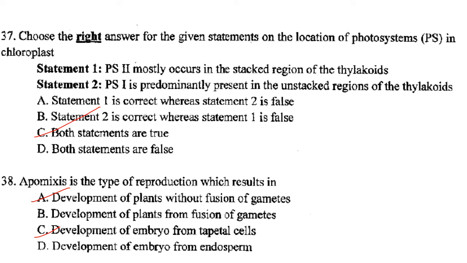Development of plants without fusion of gametes. So apomixis, that is correct. A is correct, as well as development of embryo from tapetal cells. That is also correct. So the answer is both A and C are correct.